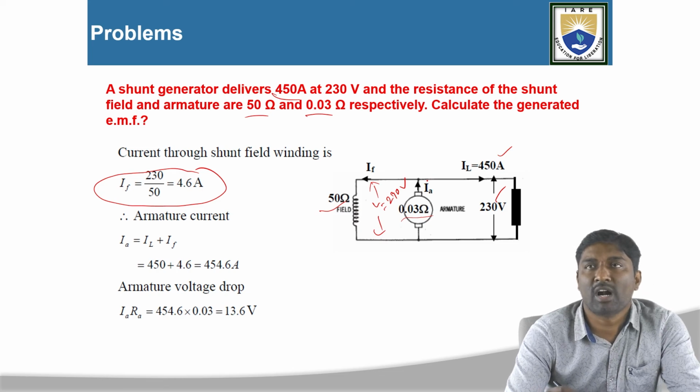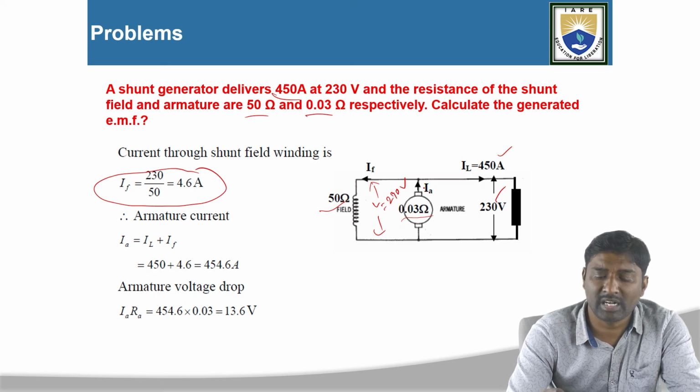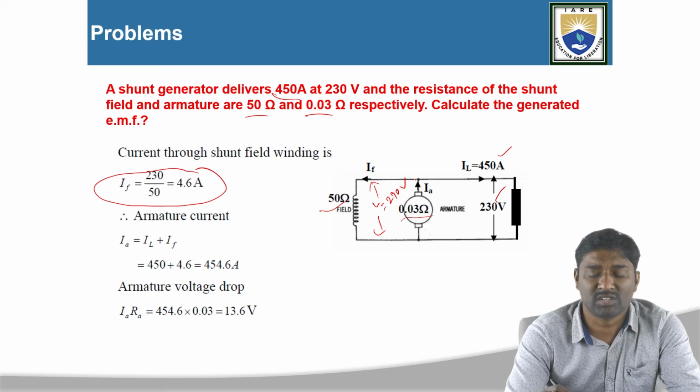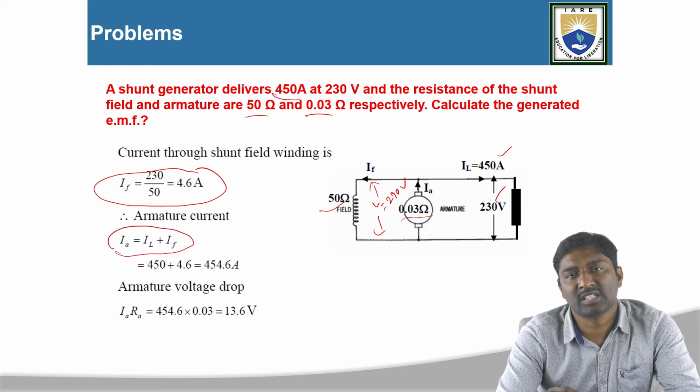Then you can find the armature current. You can apply KCL here again: current entering the node is equal to current leaving the node. The current entering is the armature current. The currents leaving are the load current as well as the shunt field winding current. So IA is equal to IL plus IF, according to the shunt generator voltage and current relations.